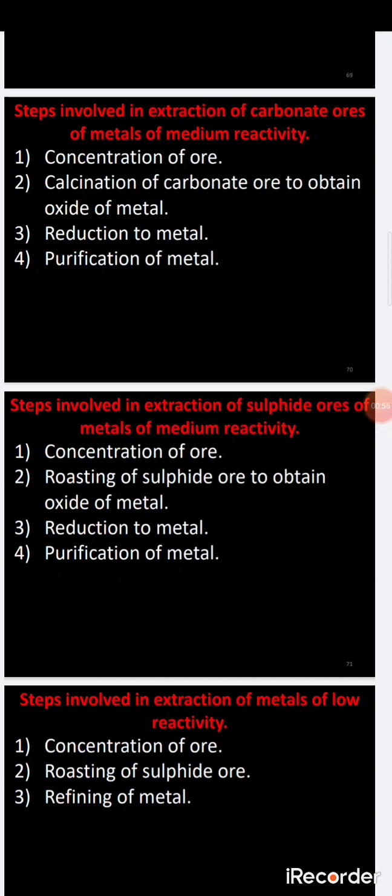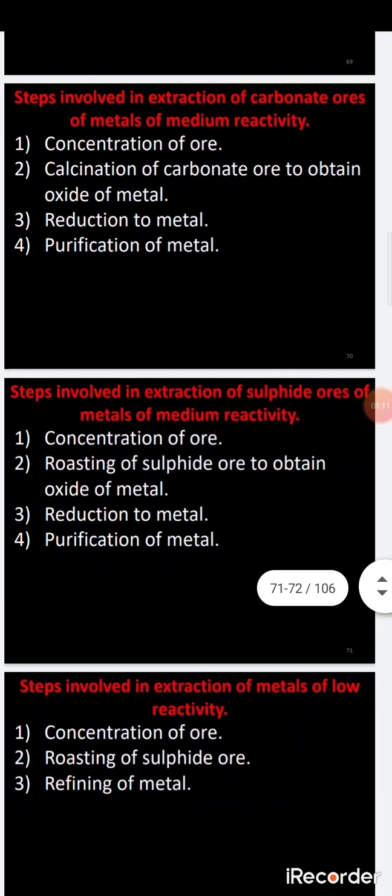We already noticed that zinc, iron, and lead come in the middle activity series, so we'll discuss them one by one. What are the steps involved when extracting the carbonate ores of metals of the medium activity series? The first step is concentration of ore. The second step is calcination of carbonate ore to obtain oxides of metal, the third step is reduction to metals, and the last is purification of metals.